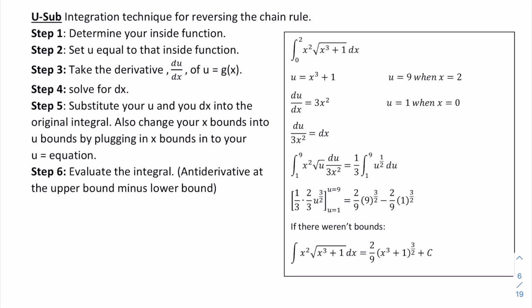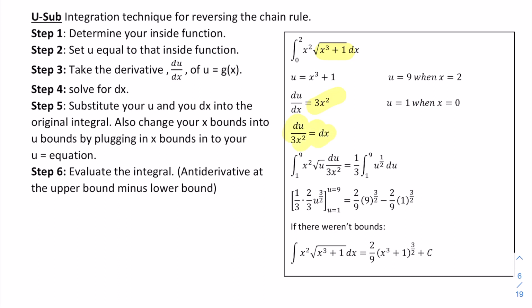So u substitution, it's just a way of reversing the chain rule. And so oftentimes you're going to end up having an inside function inside of something you're trying to integrate. So in this case, we see that this x cubed is our inside function. So we're going to make u equal x cubed plus 1. And then we take the derivative of that. And our derivative du dx is just 3x squared. And at that point, you're going to solve for dx by multiplying both sides by dx, dividing by 3x squared. And we end up getting what dx equals.